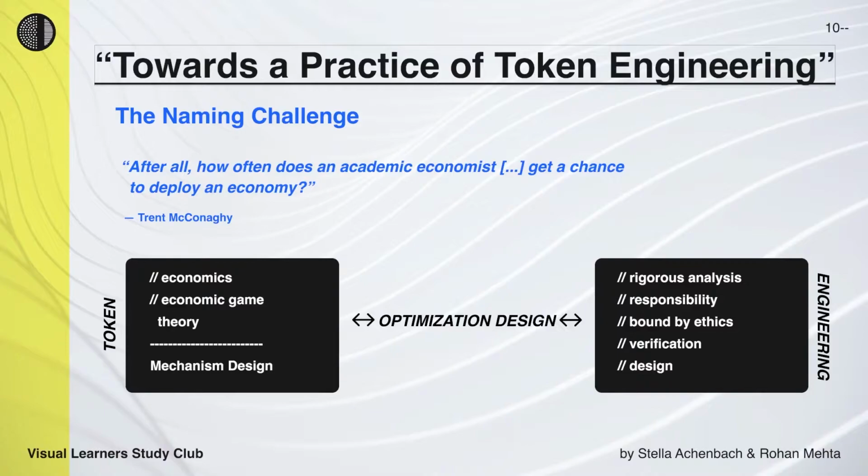It's evident. Okay, so the token part is coming from what I filtered out from the article. It comes from economics, it comes from economic game theory, right? And essentially mechanism design. And then the engineering part, it is because it needs rigorous analysis, responsibility bound by ethics, verification, and design, which is all inherent to engineering. And both areas kind of meet under optimization design. So he found out in his studies that optimization design actually is like this. Maybe I should have built this graphically differently, but it actually fuels both areas, or can fuel both areas and make it better, right?